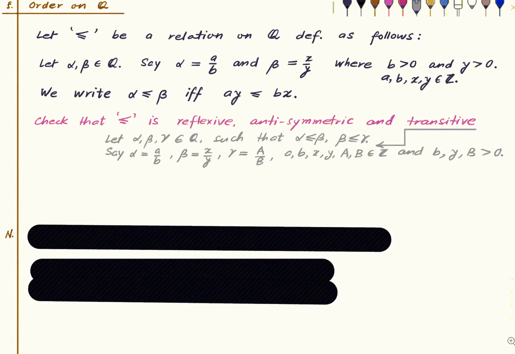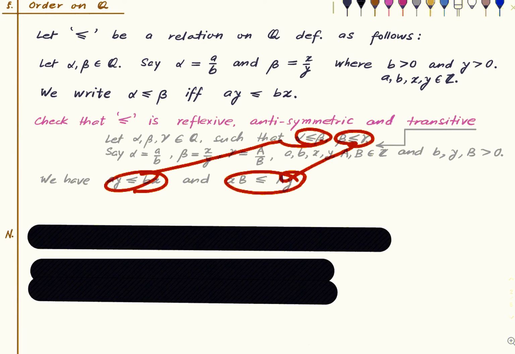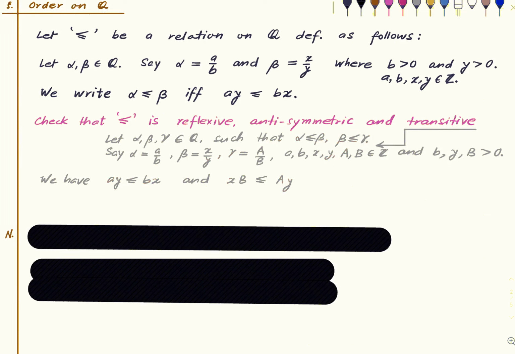So now we have, by definition, ay is less than equal to bx, and we have xb is less than equal to ay. So this one comes about because of that, and this one comes about because of that, by definition. All right. So we have ay times b is less than equal to bbx.